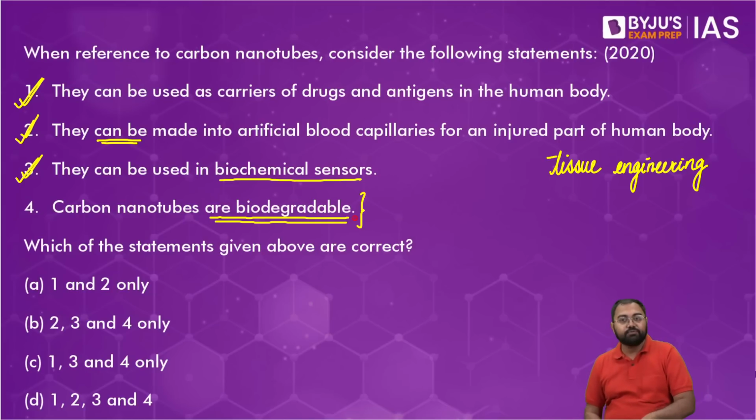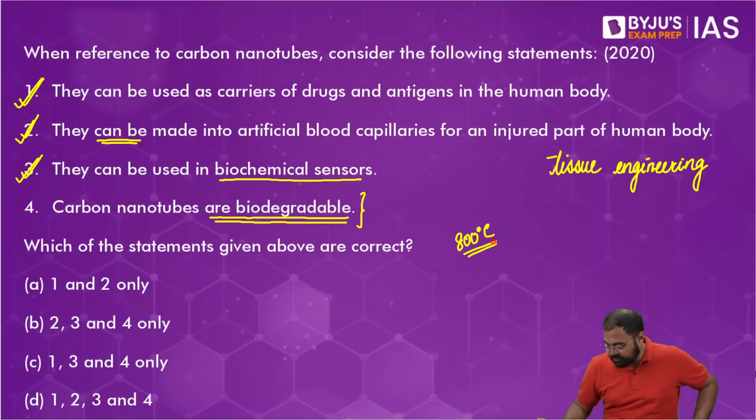If we had to dispose of carbon nanotubes, we use incineration, meaning that the carbon nanotubes will be heated to up to 800 degrees Celsius, so that they can be destroyed. So that's how we try to take care of it.